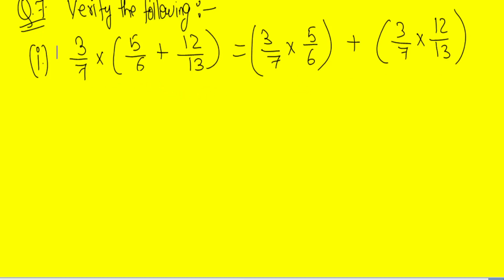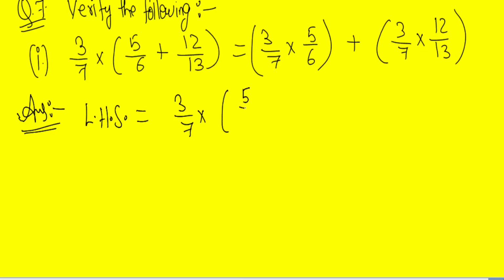So in order to verify whether the value of the left hand side is equal to the right hand side, we have to first evaluate the left hand side. You already know these things. This kind of question we have done many times in the previous exercises as well. So let's take the left hand side. Left hand side: 3 upon 7 multiply under bracket 5 upon 6 plus 12 upon 13.